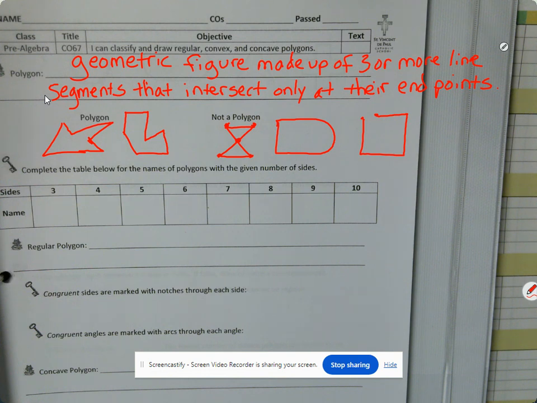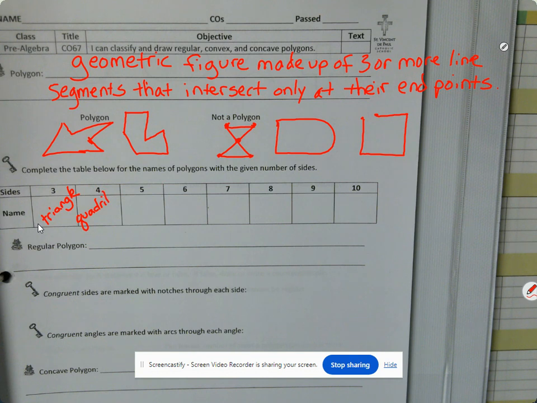Okay? So we have different sides to our polygons. We need to count our sides to know what the name is. When it says classify this polygon, you need to name it. So if it has 3 sides, what would its name be? A triangle. Tri means 3. If it has 4 sides, it's not just quad. It is not a square. Quadrilateral. Quad means 4 sides.